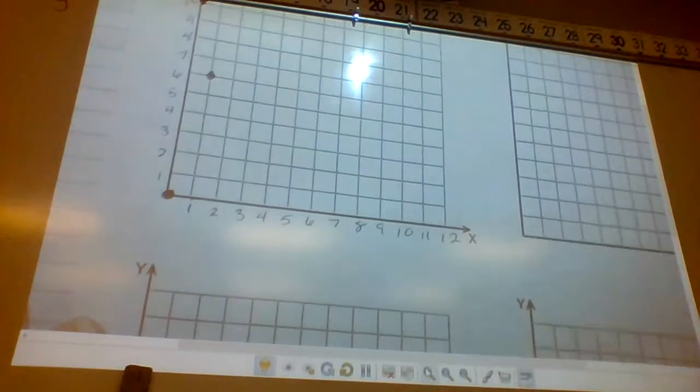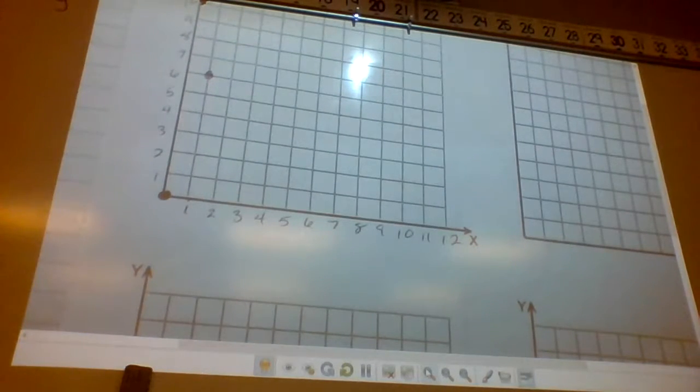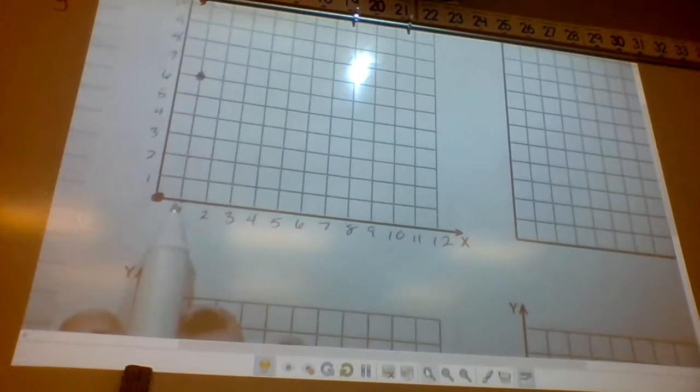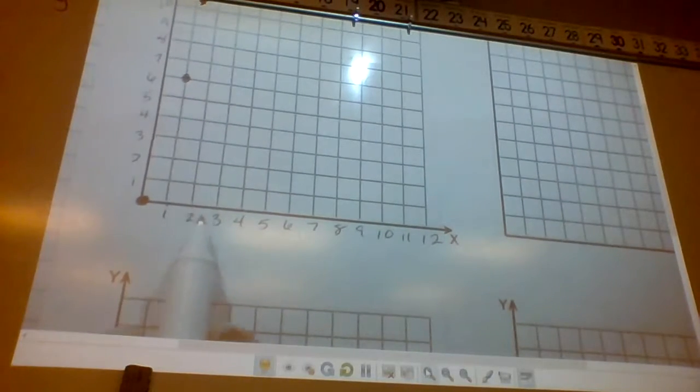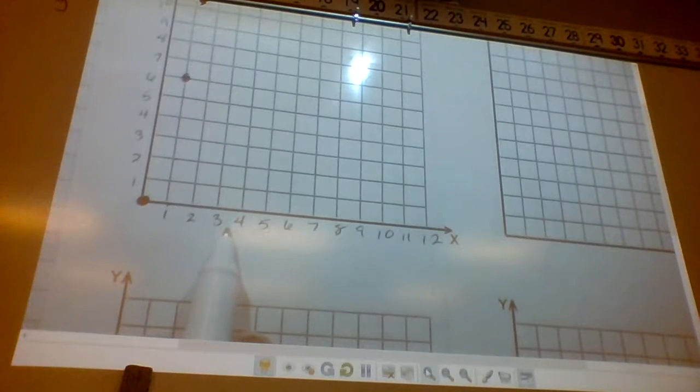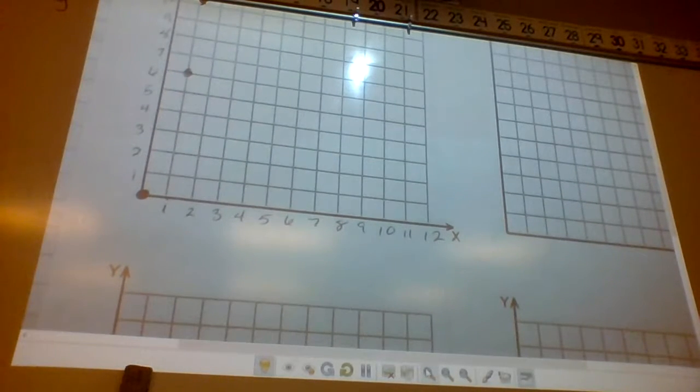Can we go by twos? Well, if you want to, but that's going to change things. What do you mean by go by twos? That this one's 2, 4, 6, or are you just counting every other line? Like 2, 4. We could, but that might throw off how you graph it.